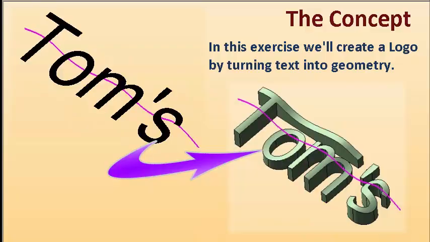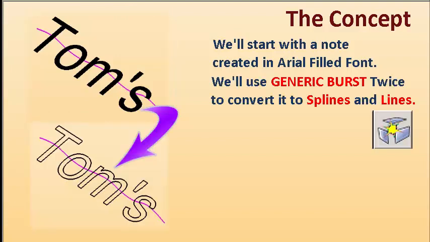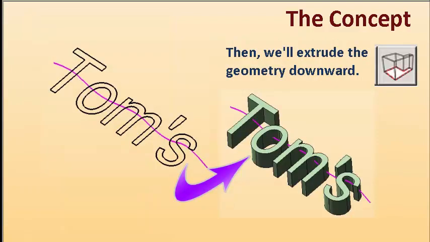In this exercise, we'll create a logo by turning text into geometry. We'll start with a note created in Arial filled font. We'll use generic burst twice to convert it to splines and lines. Then we'll extrude the geometry downward.